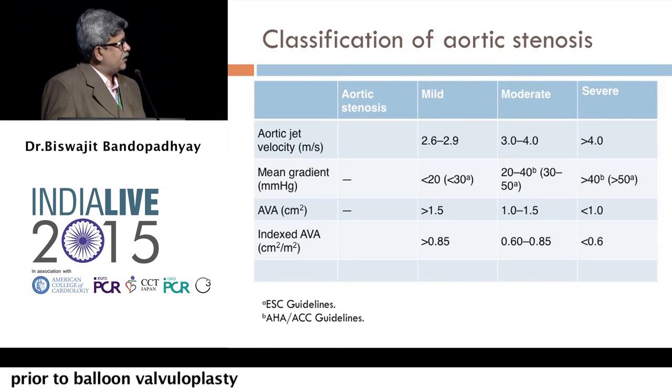Classification of aortic stenosis according to echocardiographic gradients: mild is 2.6 to 2.9 meters per second, moderate is 3 to 4, and more than 4 is severe. And mean gradient, of course, 20 to 40 is moderate, and more than 40, and some say more than 50, is severe. There are different guidelines and different ways of calculating.